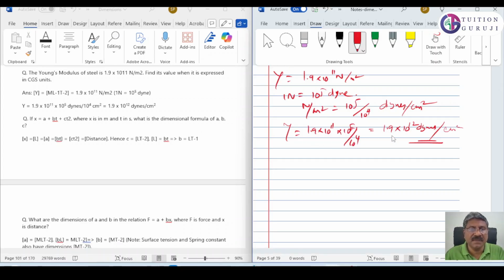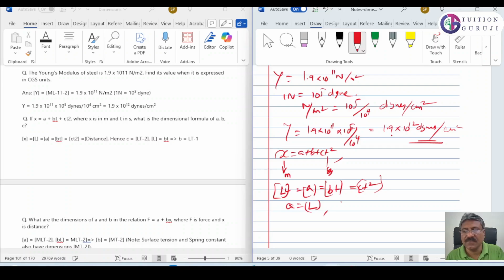Next one. If x is equal to a plus bt plus ct square, where x is in meters, length, and t is in seconds, then what are the dimensional formulas of A, B, and C? So x is in meters, so its dimension is L. So A is equal to bt is equal to ct square, therefore A is equal to L.